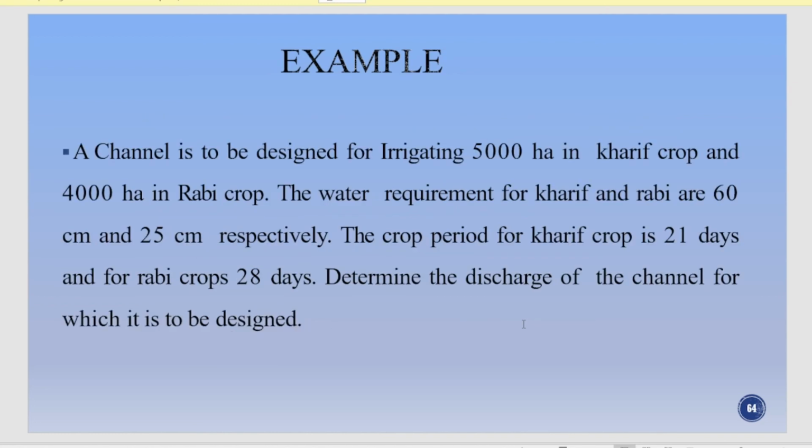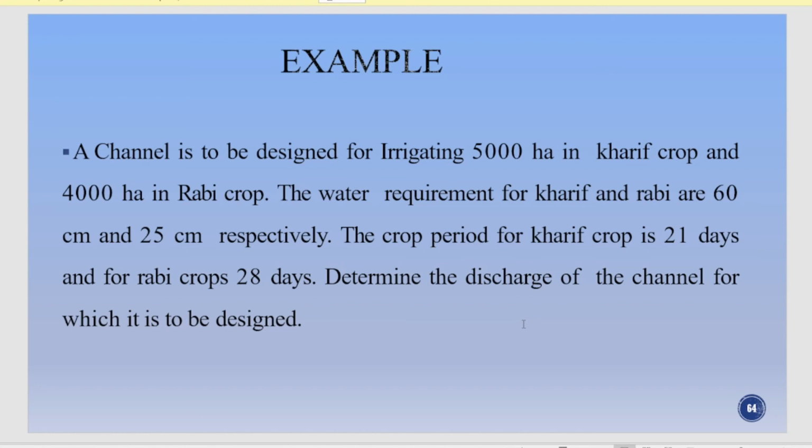Okay. This is another problem. Let us read the problem first, then we are going to understand how to solve this. A channel is to be designed for irrigating 5,000 hectares. So there is a channel which is being designed to irrigate 5,000 hectares of land in kharif crop and 4,000 hectares in rabi crop. Okay, water required for kharif and rabi are 60 centimeter and 25 centimeter respectively. The crop period for kharif crop is 21 days and for rabi crop is 28 days. Determine the discharge of the channel for which it is to be designed.